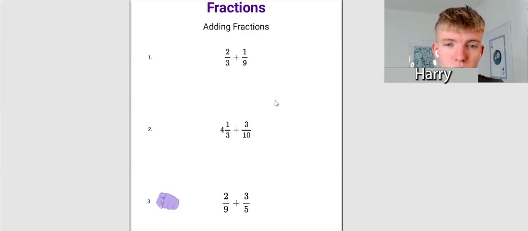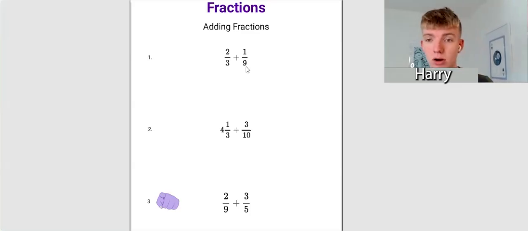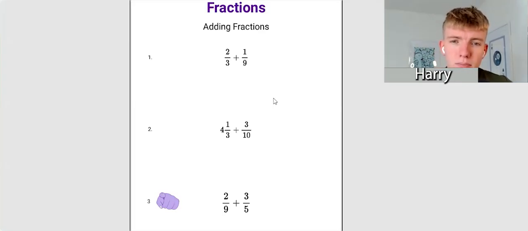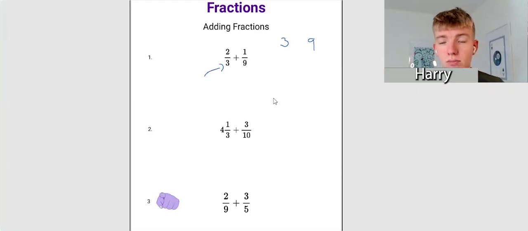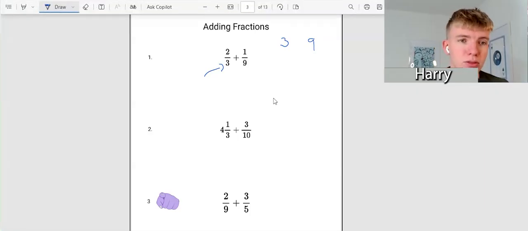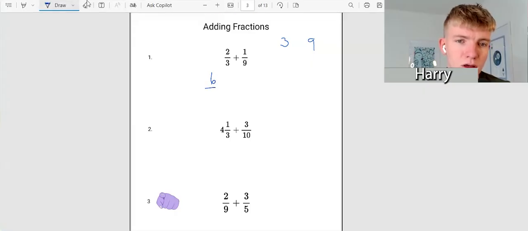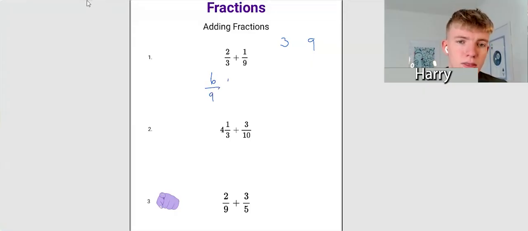So we've got 3 and 9 currently at the bottom of our fraction. We're trying to make those the same number. So 3 and 9. What is the smallest number that both of these go into? If you said 9, you are absolutely bang on. And in order for this fraction on the left hand side to become 9, we're going to have to multiply the top and the bottom by 3, which would give us 6 over 9. Then we've got plus that 1 over 9 that remains over there.